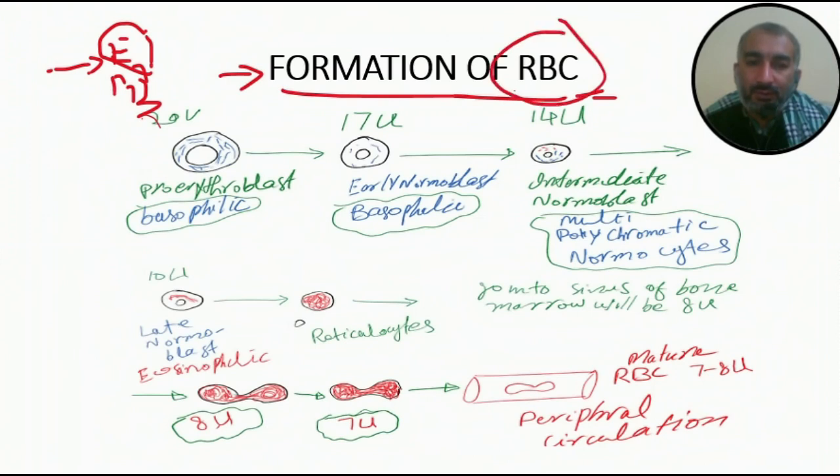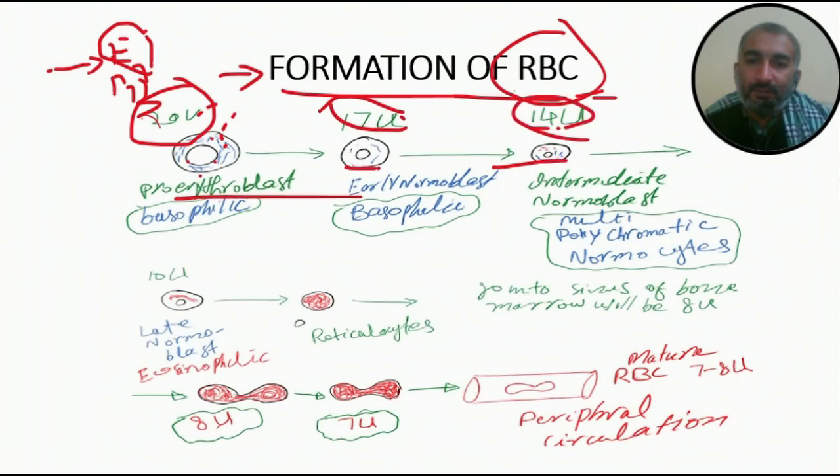So first we have the proerythroblastic cell. A proerythroblastic cell is 20 micron and has basophilic cytoplasm. Before I explain this whole diagram, first we have to remember the size of these cells: this cell is big, this is small, and this is very small. This is 20 micron, this is 17 micron, and this is 14 micron. Eventually this is 10 micron, and this is maybe 8 and 7 micron here.